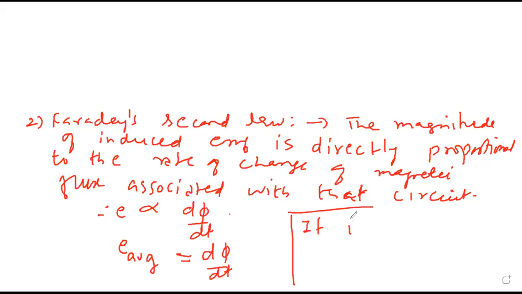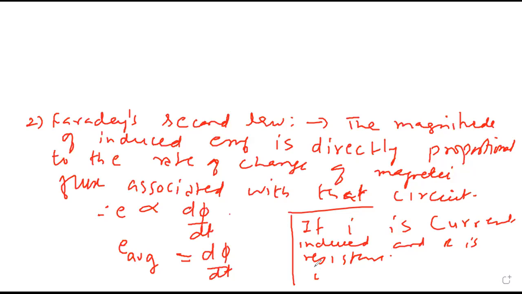If I is the current induced and R is the resistance, then by Ohm's law I is E average upon resistance, that is nothing but the magnitude of d phi by dt into 1 by R. So sometimes they can ask you the current induced, which is nothing but E by R by Ohm's law. Copy this also.